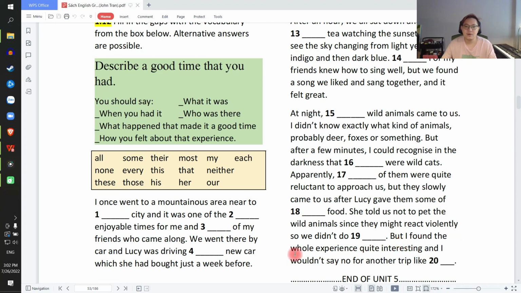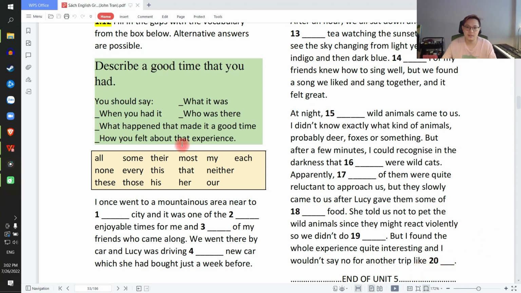But I found the whole experience quite interesting, and I wouldn't say no for another trip like this or like that. Because this and that here refer to this trip, right? So when you're referring, you can use this or that, it's okay.